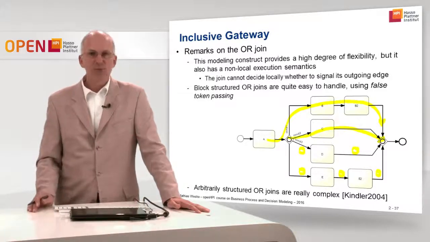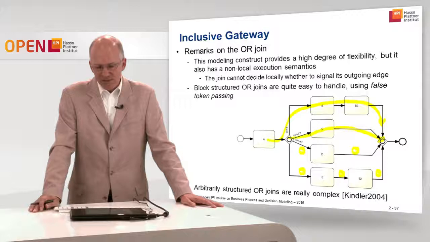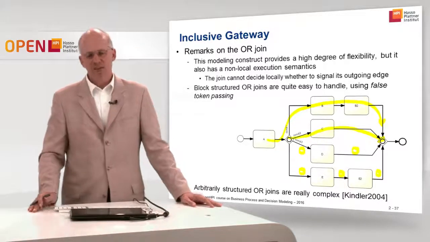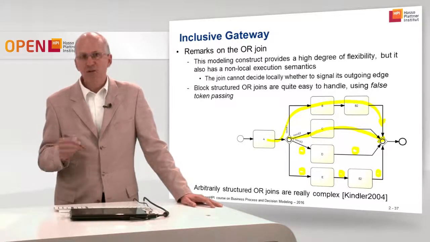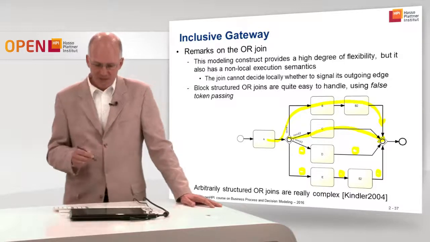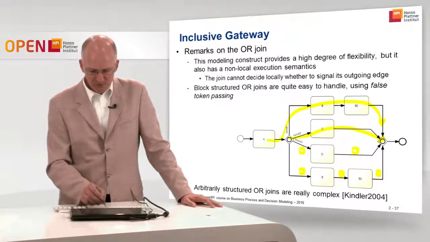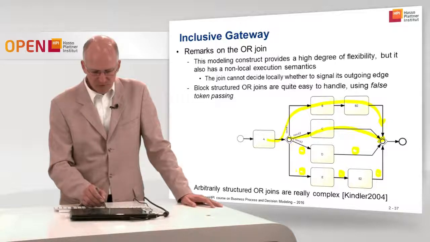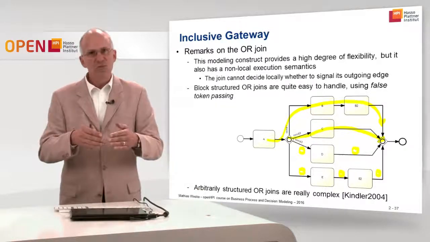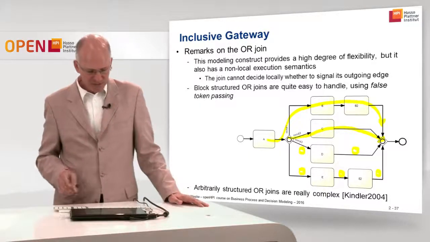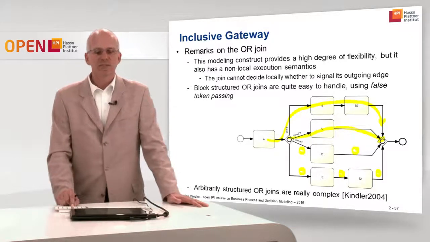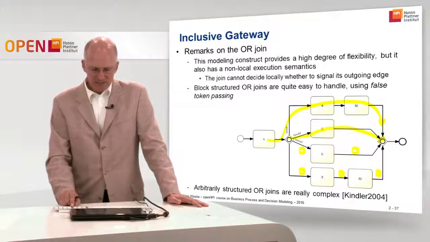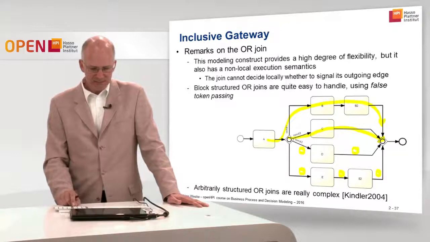In this case, what is the OR join? The OR join changes to some kind of end join, because I expect a signal from every incoming arc, either a normal, a true signal, or a false signal, or false token. And in that case, it's quite easy, and that works because all paths that go out from the OR split will go into the OR join. Arbitrarily structured OR joins are really complex and are still being discussed in the academic world. There's a very nice paper by Eckhard Kindler in 2004 that raised these questions.